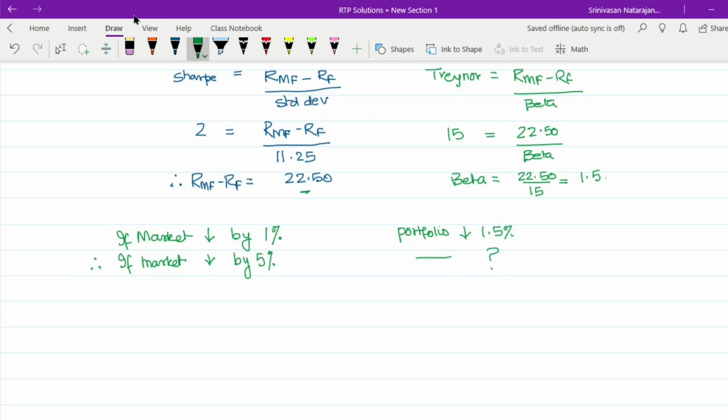This will be a simple case of cross multiplication, which means if the market has gone down by 5%, the portfolio would have dropped down by 7.5%. Now, since we know how much the portfolio would have dropped by, we can very well calculate what will be the value of equity component at the end of 1 month.